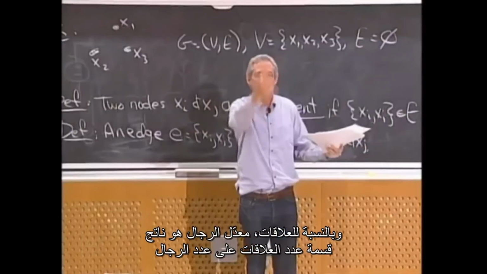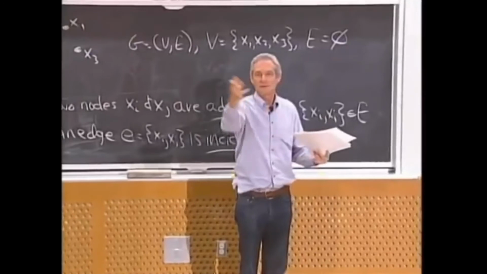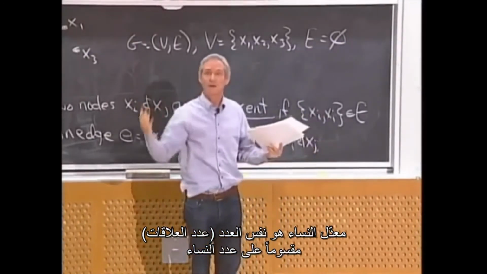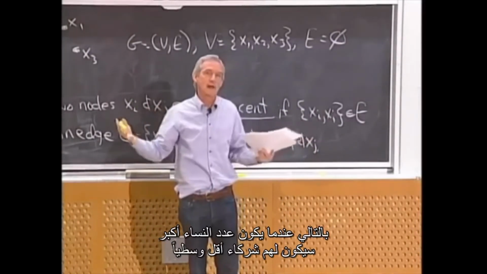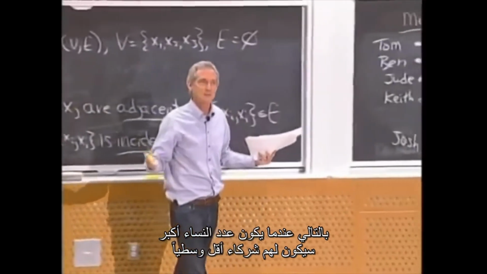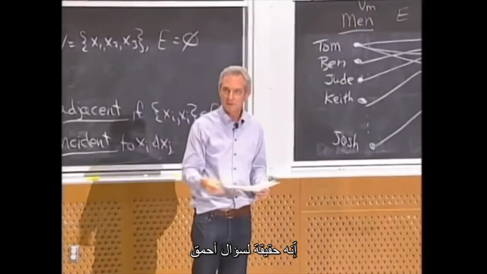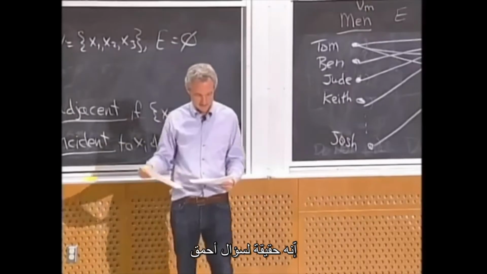The average for the men is that number divided by the men. The average for the women is that same number divided by the women. And so if there are more women, they're going to have fewer partners on average. Has to be. So it really was a stupid question. It's very, very simple to answer.